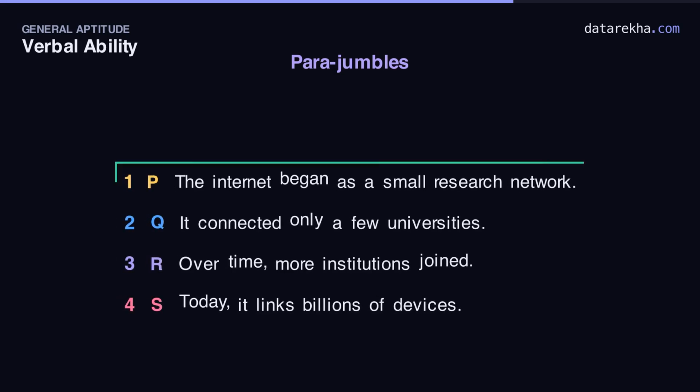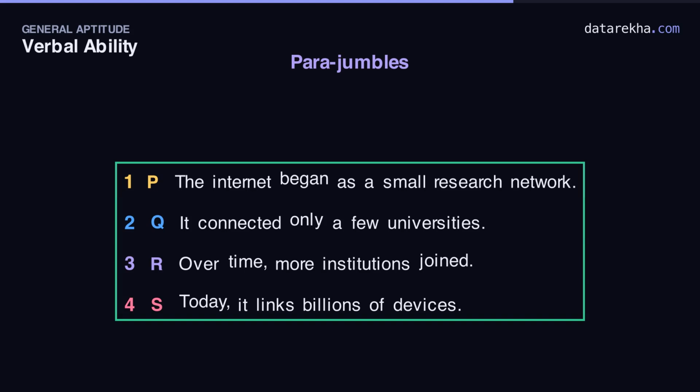1. P. The internet began. 2. Q. It connected a few. 3. R. Over time more joined. 4. S. Today it links billions. A story that flows from past to present. The order is P, Q, R, S.